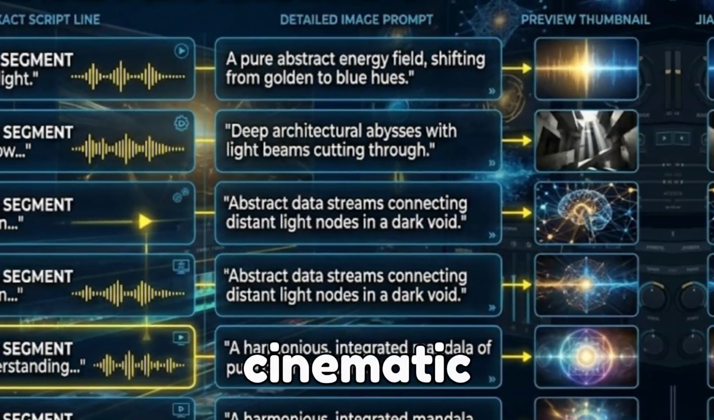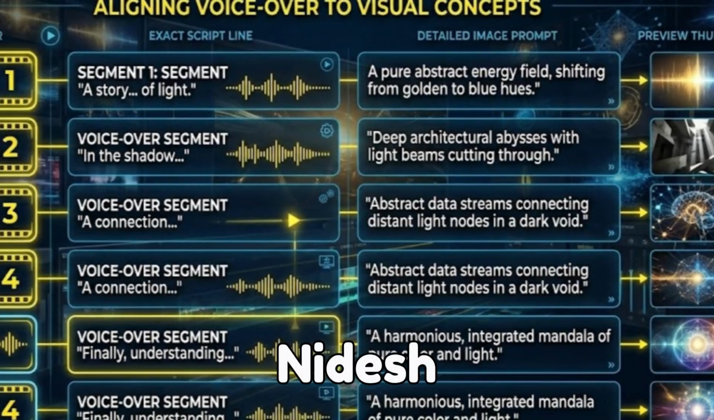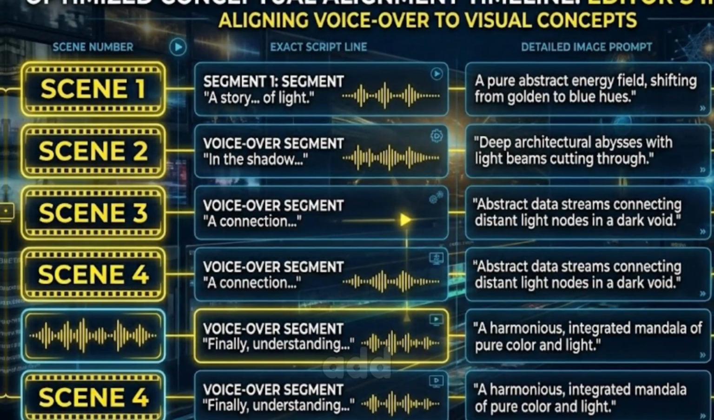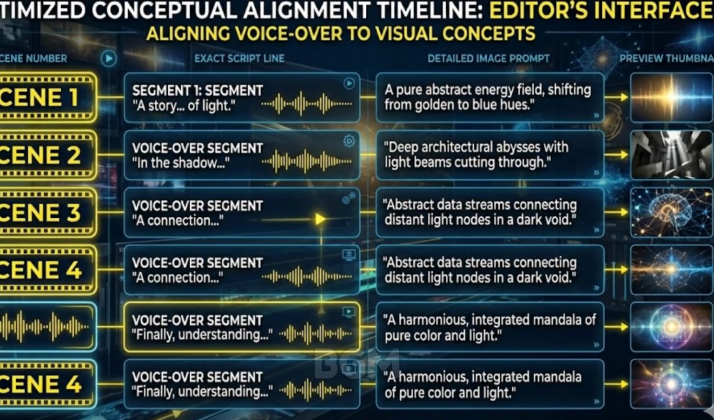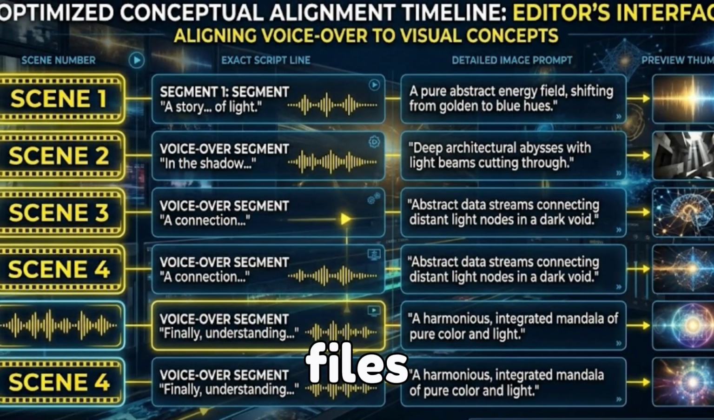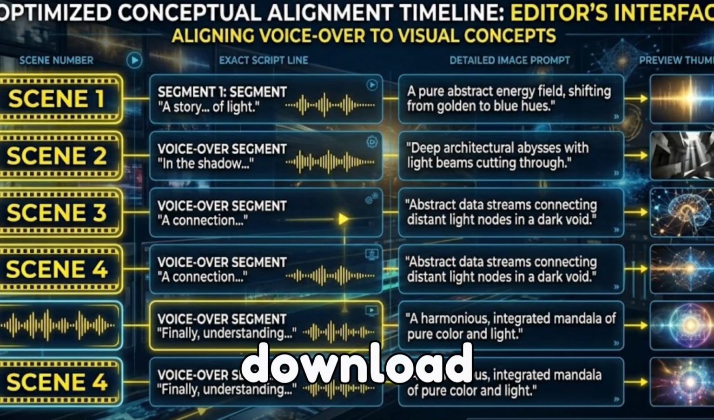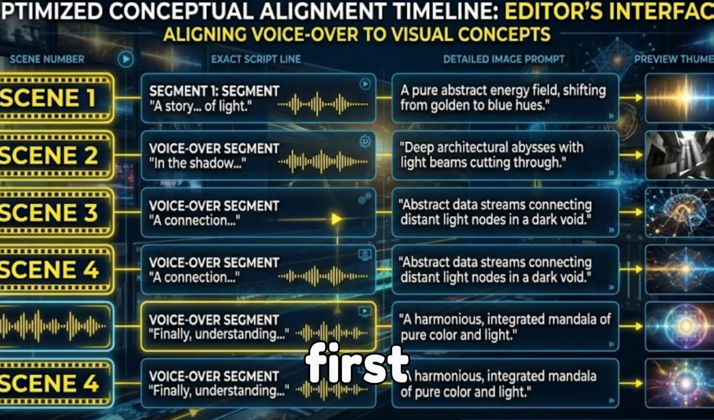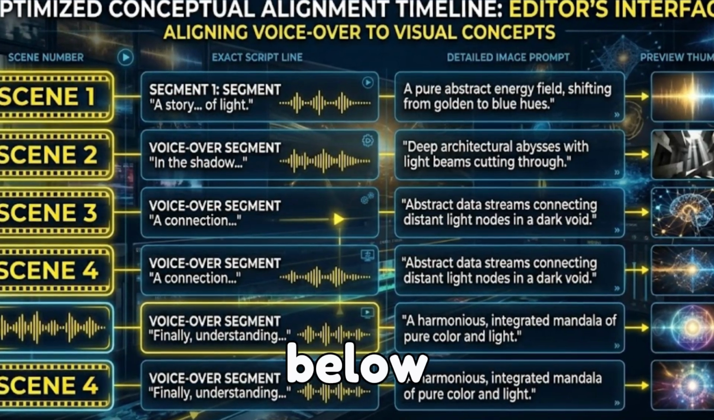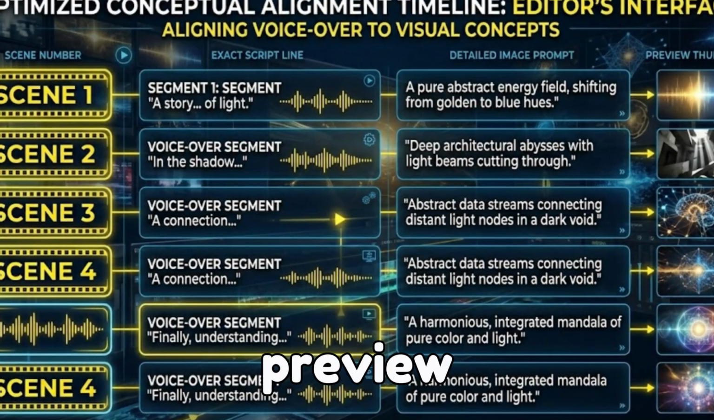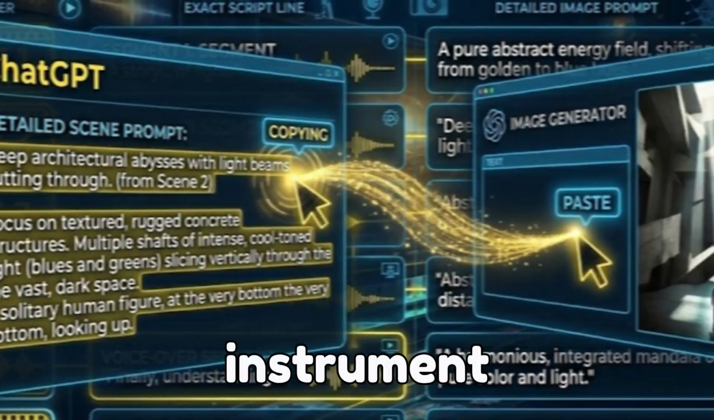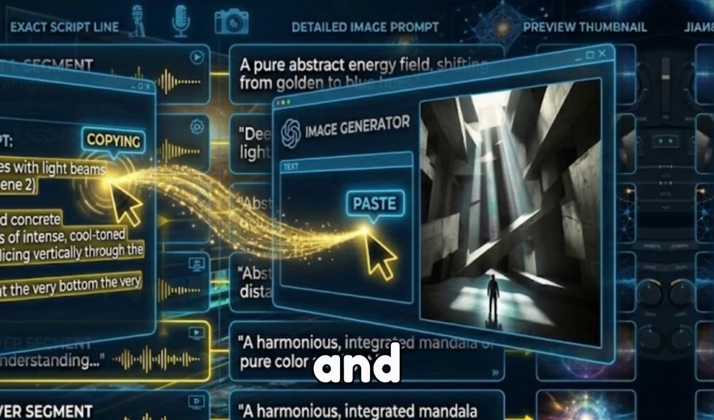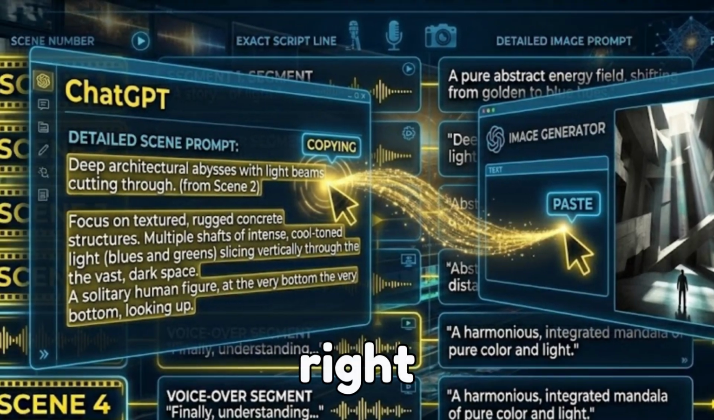To create a cinematic intro like DVRY or Nitesh Rajput, we now need to add BGM and sound effects. So import the intro, BGM, and sound effect files. You'll find all download links in the description. First, drag the stem melody below the voiceover layer. Let's preview it. Sounds great. Next, import the stem's instrument layer below the melody and then import the stem bass layer right underneath.